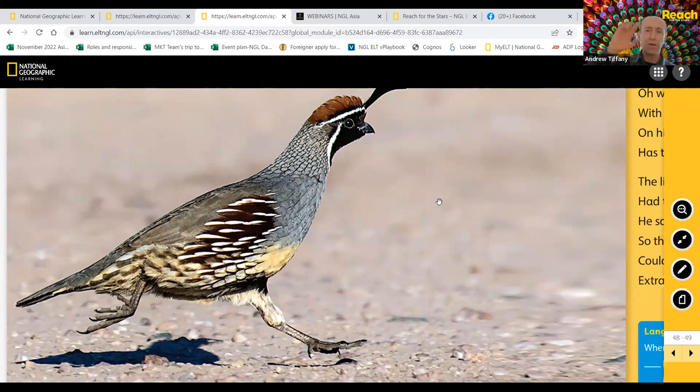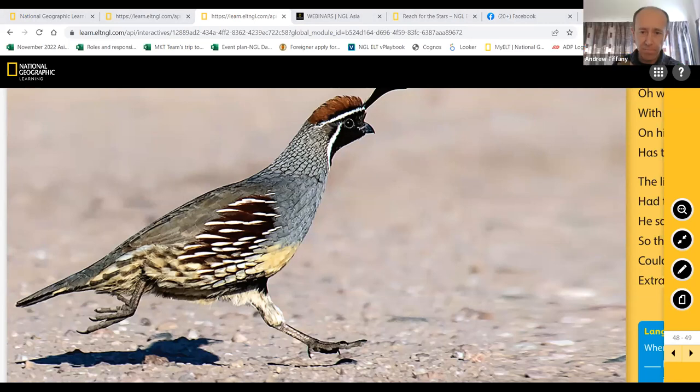So you all, have you seen a quail? Who's seen a quail before? How big is the quail? Well, I have something to show you here. Let me show you. I need to turn off my background to do this, because otherwise you won't see very well.